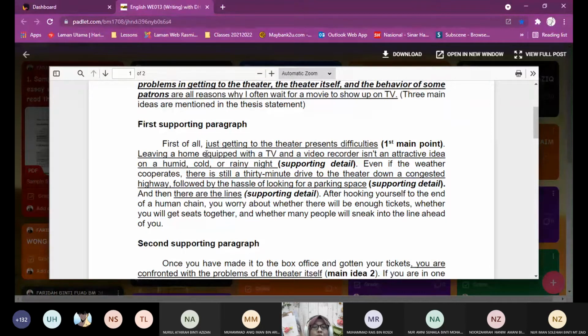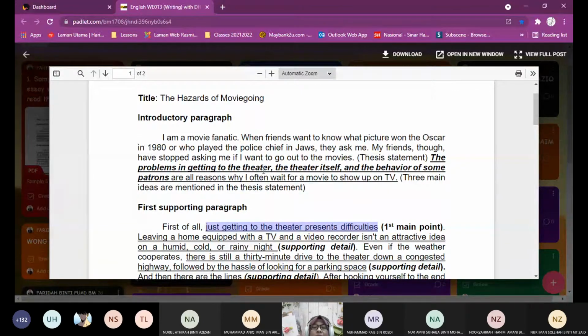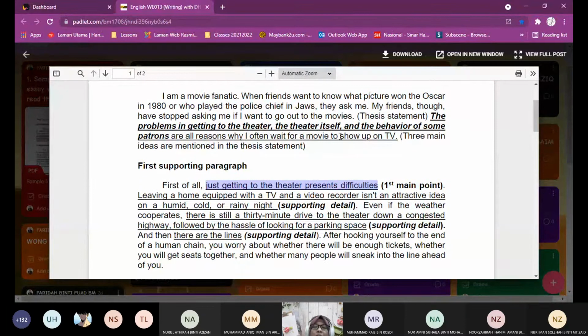The paragraph here is the first supporting paragraph. As you can see here, "just getting to the theatre presents difficulties." So it talks about getting to the theatre, which tallies with the main point mentioned in the thesis statement. This is why you need the thesis statement, because it will guide you and organize your essay, so that you can always refer to your thesis statement and go back. Oh, in my thesis statement, I mentioned this one first. So you write about that first main point. Organization must be there.